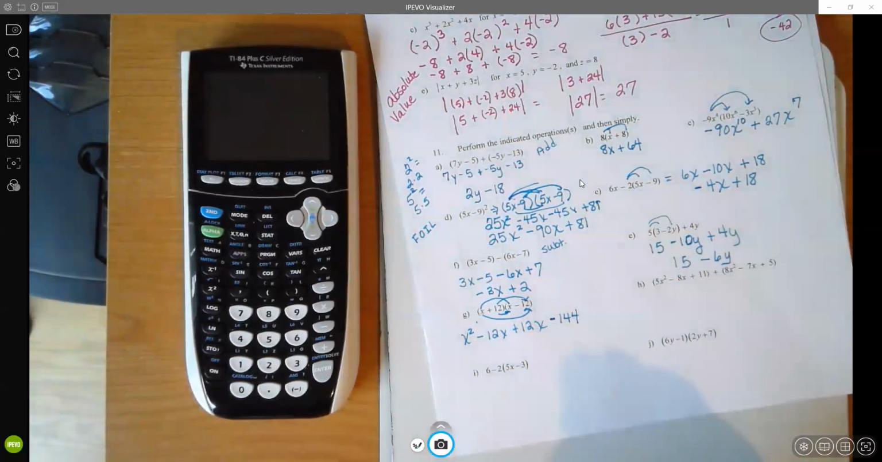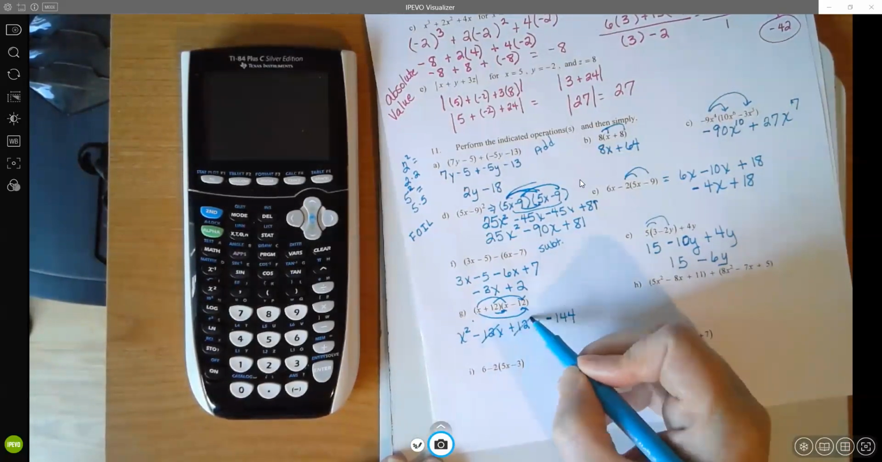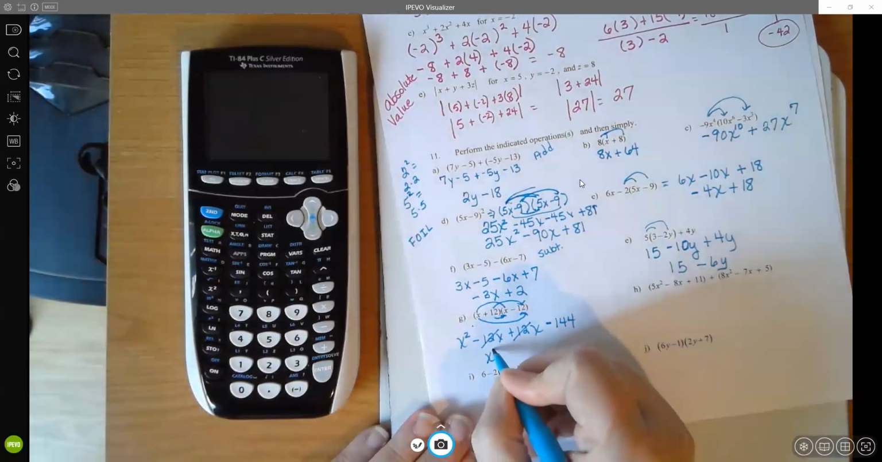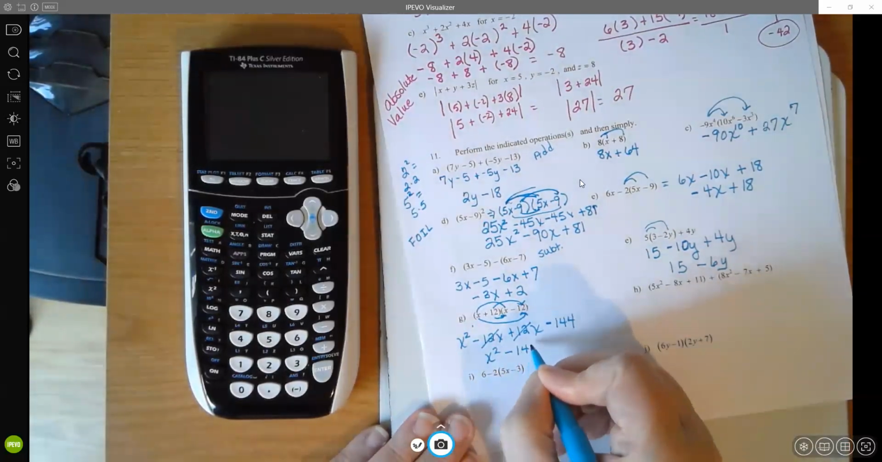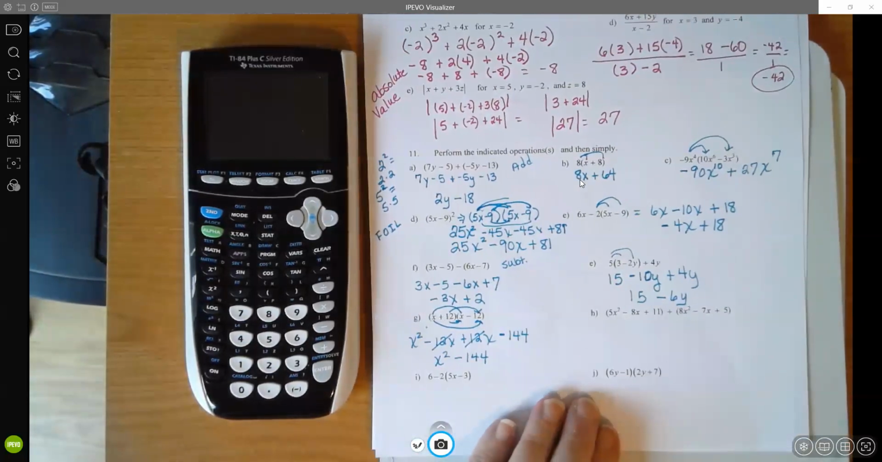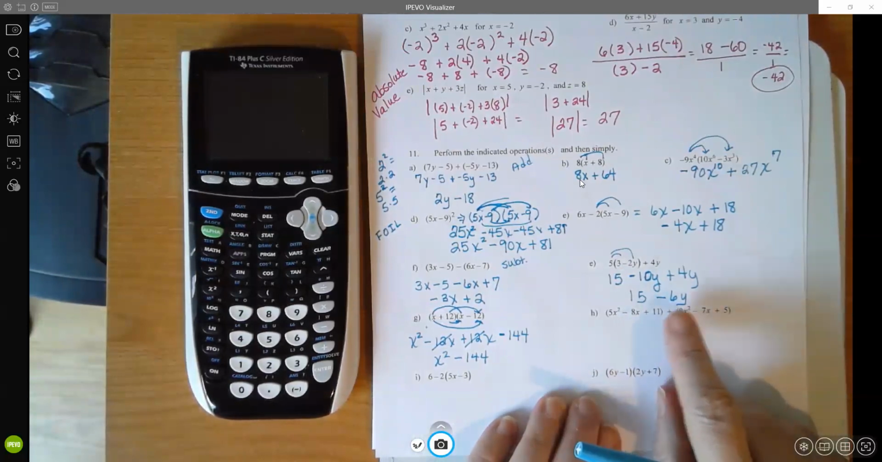Notice in this case where I multiply the x plus 12 times the x minus 12, that gives me a plus 12 and a minus 12 in the center, and they cancel each other out. A negative 12x and a positive 12x add to 0. And so that then leaves me just the x squared minus 144, which is a special case of the multiplication. In the B part, we have 3 and 3, but there is a plus in between.